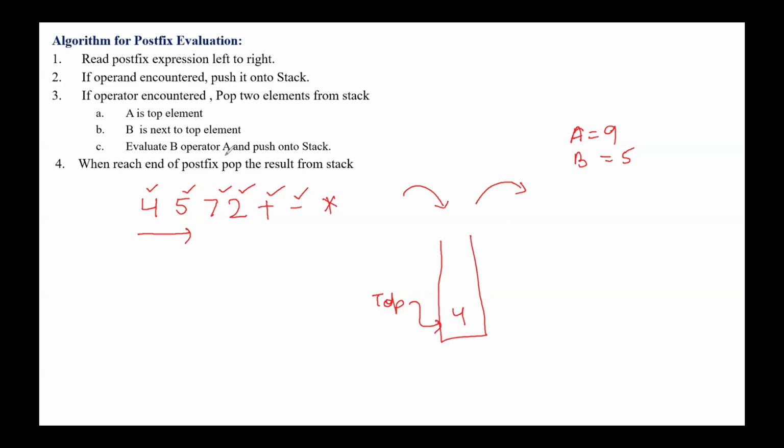After that pop, we have to evaluate B operator A. What is the operator right now? That is minus. So B minus A means 5 minus 9. What is the value? Minus 4. After that, evaluate B operator A and push onto the stack. So we push the minus 4. Once we push the minus 4, after the push the top points to the topmost element.